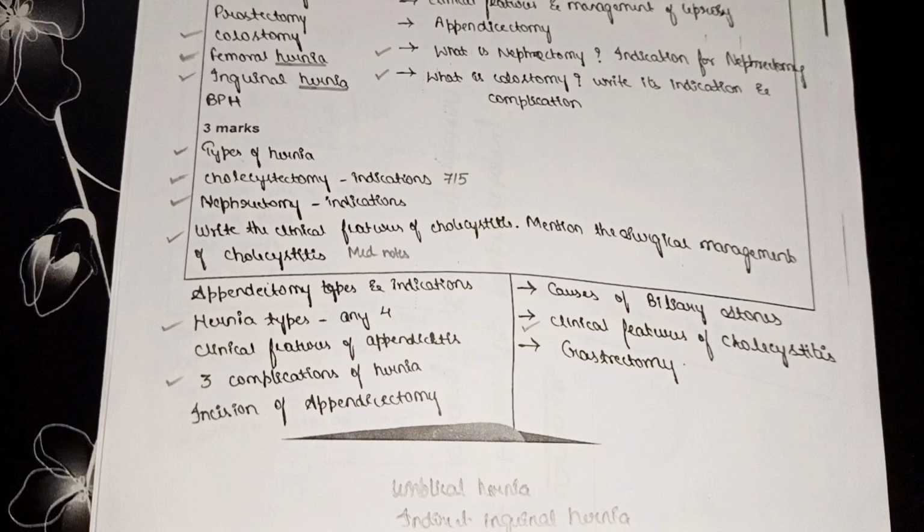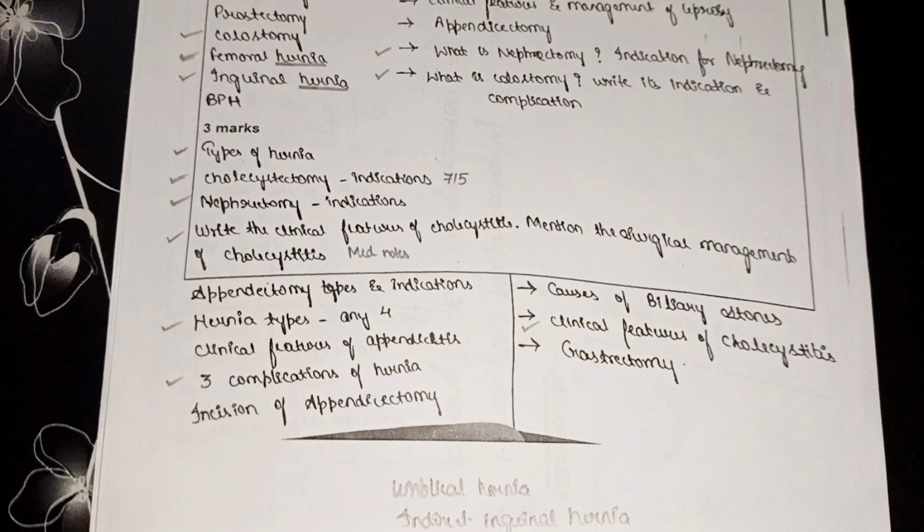Appendicectomy, its types and indications, hernia, and write about any 4 types of hernia, clinical features of appendicitis, 3 complications of hernia, incision of appendicectomy, causes of biliary stones, clinical features of cholecystitis, and gastrectomy.